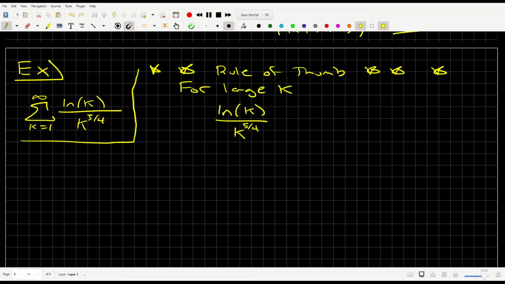And one of the things that we've actually seen already, all the way back when doing limits, is that the natural logarithm function grows slower than any polynomial function. So it turns out that this is always going to be less than or equal to k to the alpha over k to the 5/4 for any value of alpha.